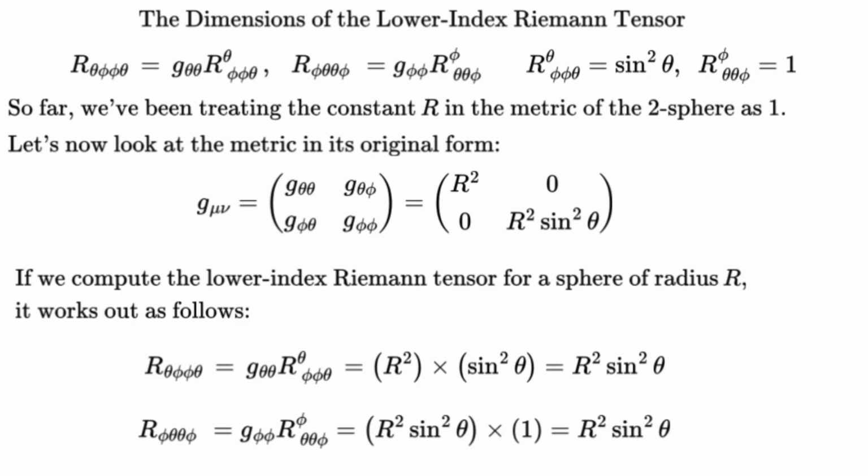The dimensions of the lower index Riemann tensor. So far, we've been treating the constant R in the metric of the two-sphere as 1. Let's now look at the metric in its original form. If we compute the lower index Riemann tensor for a sphere of radius R, it works out as follows.